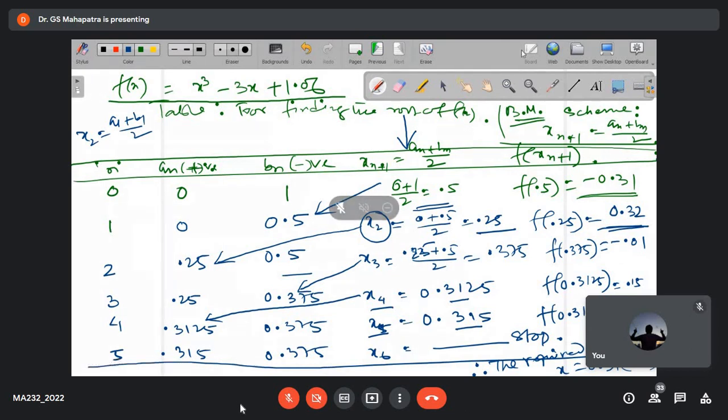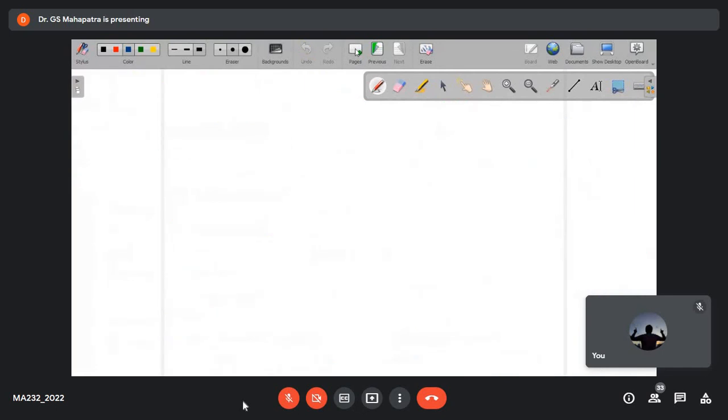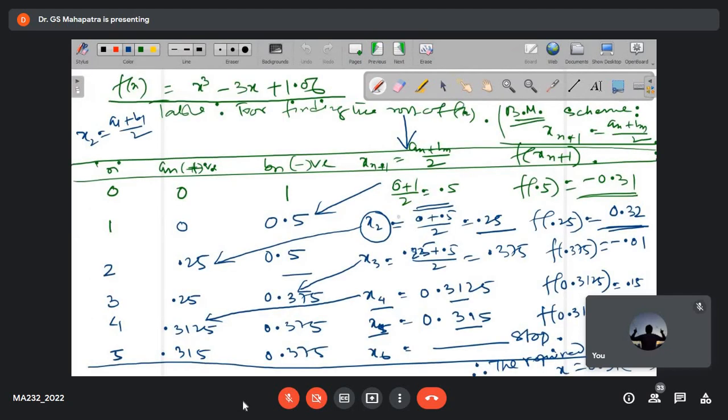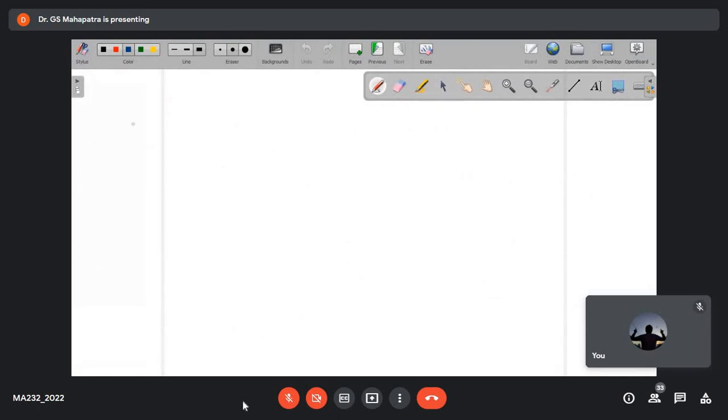Okay. If you don't have, then write down for practice purpose this table, the previous one. This is the computational table. You can write the computational table, or you can write the table for finding the root of f of x. With the scheme also you should write xn plus 1 equals to xn plus bn by 2. Okay, so next I will give you two homework problems, two only, for practice purpose.